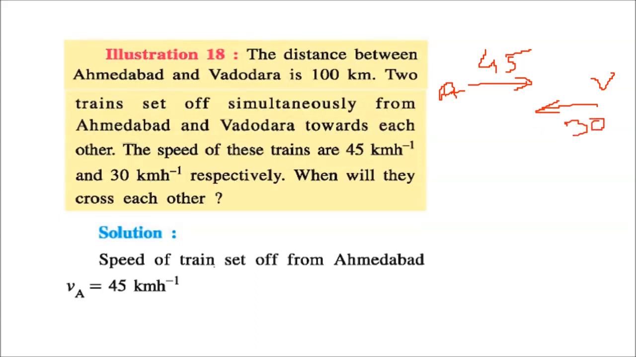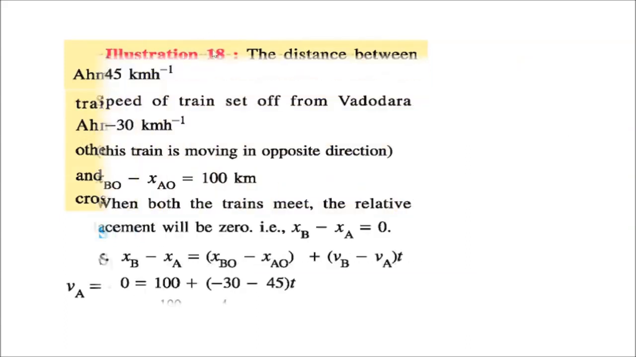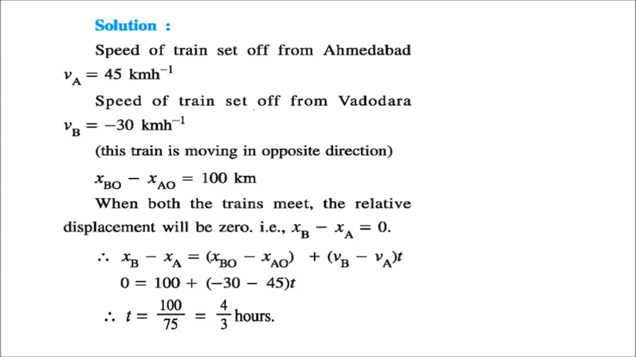So the speed of the train which set off from Ahmedabad is VA, 45 km per hour. Then the speed of the train which set off from Vadodara, from here, we have to take in the opposite direction as minus 30. XBO minus XAO, since the trains are in opposite directions, what is the distance? It is 100 km.